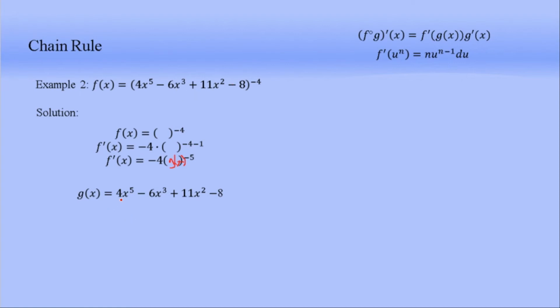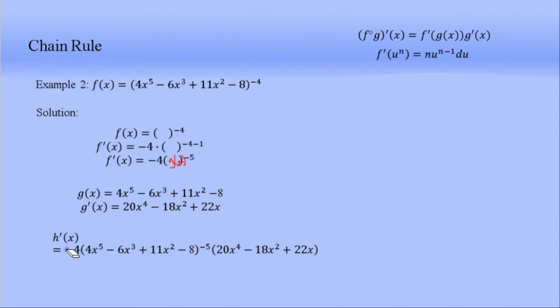Now we're going to find the derivative of the inside function, or the second function. We're going to apply the sum rule, constant multiple rule, and constant rule. The derivative of 4x raised to the fifth power is 20x raised to the fourth power, then the derivative of negative 6x cubed is negative 18x squared, the derivative of positive 11x squared is positive 22x, and the derivative of negative 8 is 0.